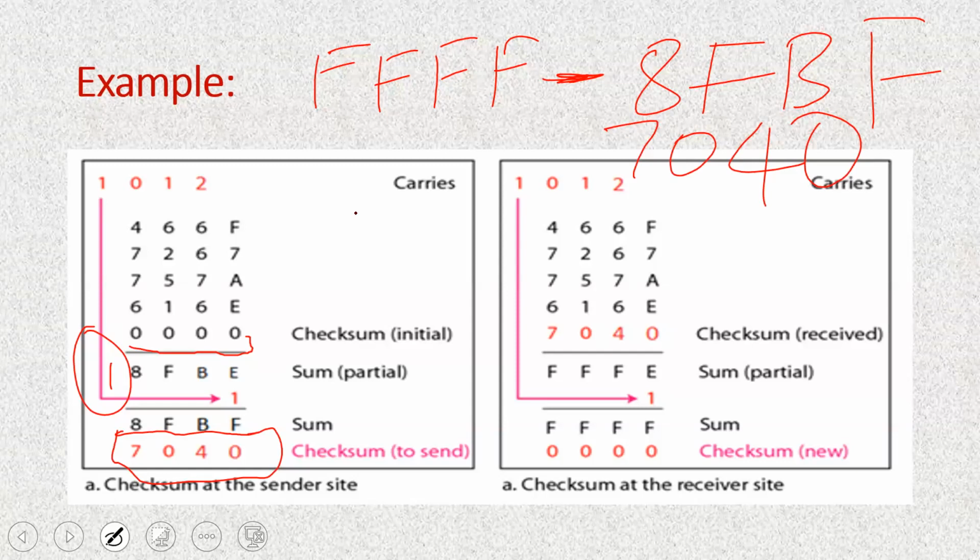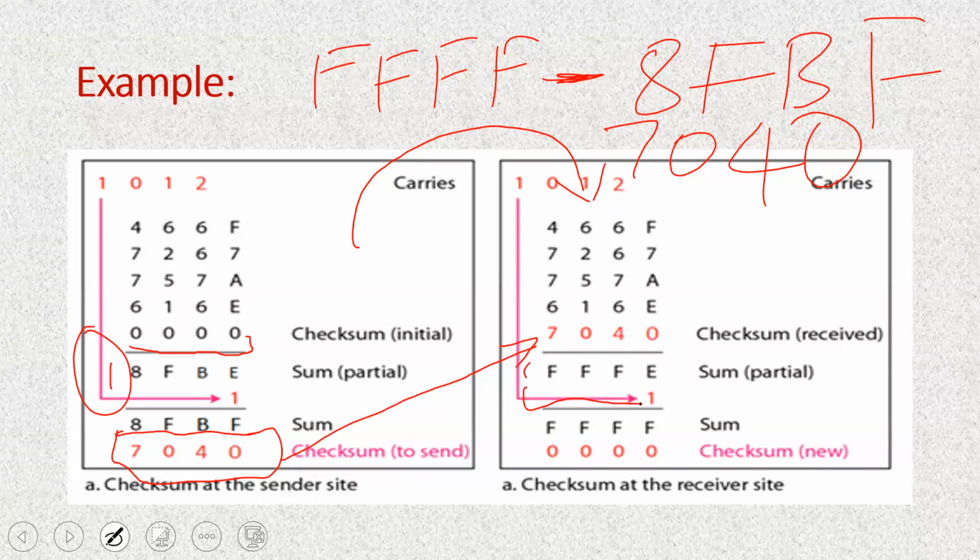Now the sender sends the entire data along with the checksum to the receiver. The receiver receives it like this: 466F, 7267, 757A, 616E, 7040. This is the checksum. Now you perform addition, same method. When you add all these using the calculator, you will get 1FFE. Now you take this 1 as the extra bit and add it, and you get FFFF.